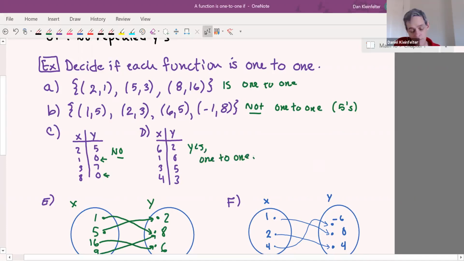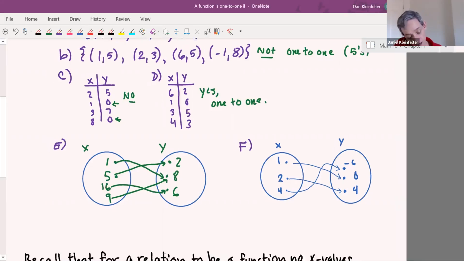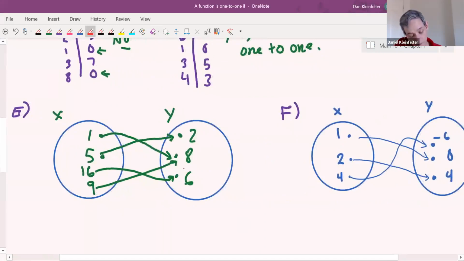Okay, a couple of functions given with arrow diagrams. In order for a function to be one-to-one, we can't have repeated y values. So taking a look at the y side, are there any values of y that are targets of two arrows? It looks like this value of 8 has two arrows that lead to it. When x is 1, y is 8, and when x is 9, y is 8. Right? So this thing is not one-to-one.